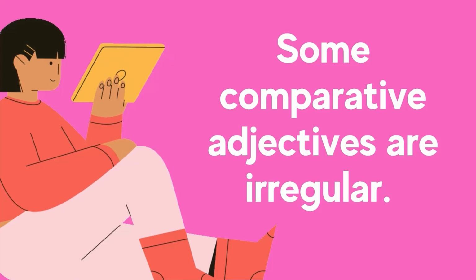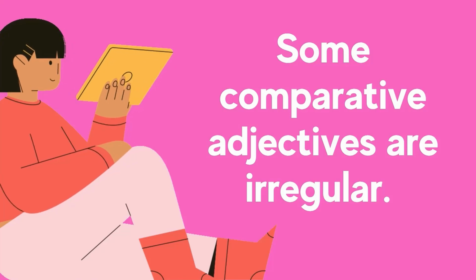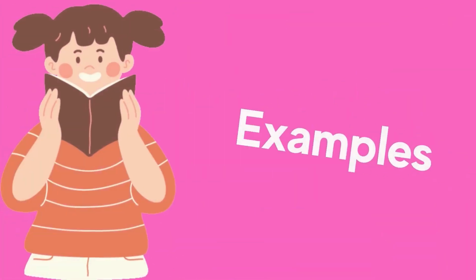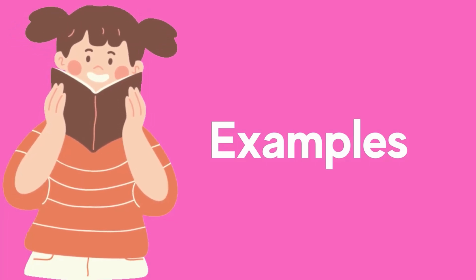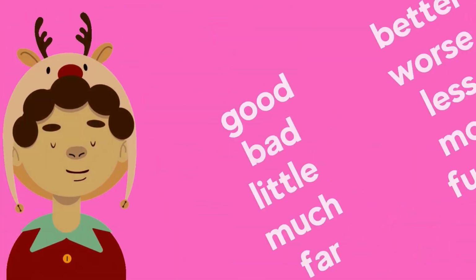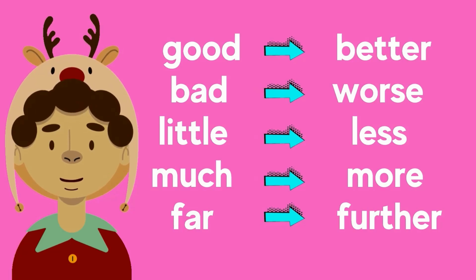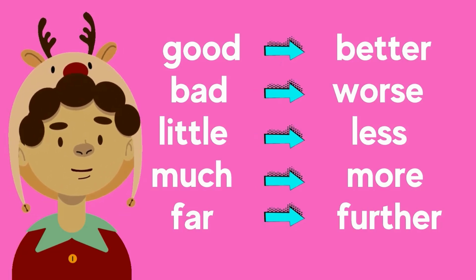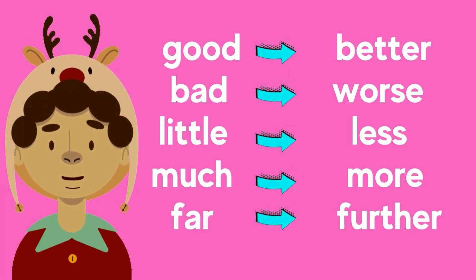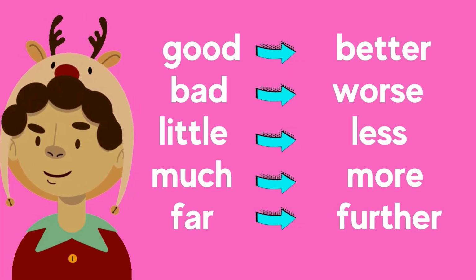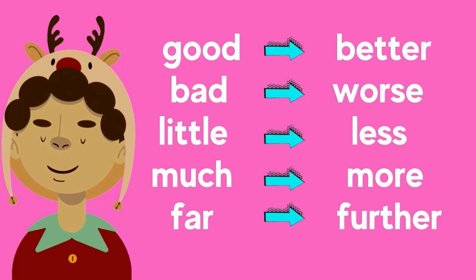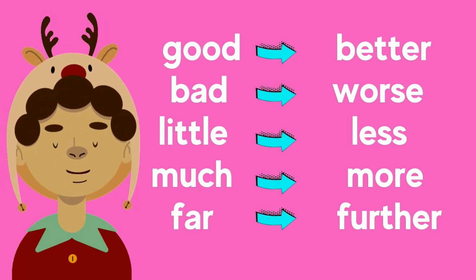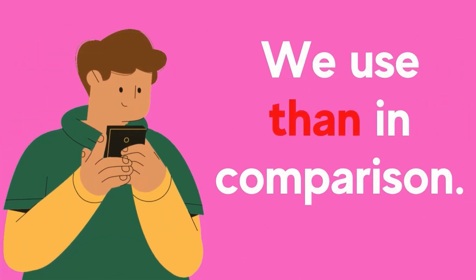However, some comparative adjectives are irregular. Let us look at a few examples. Good, better, bad, worse, little, less, much, more, far, further. And don't forget this rule, we use than in comparison.